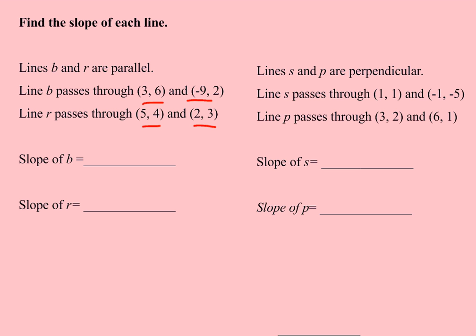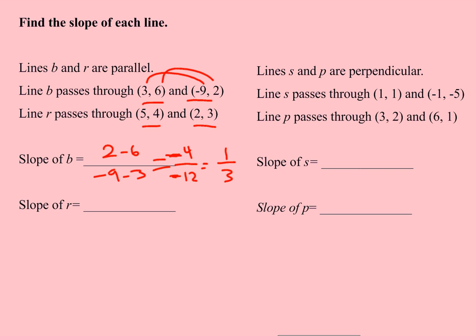So for the slope of line B, again, y minus y over x minus x, so 2 minus 6 over -9 minus 3. So that's going to be negative 4 over negative 12, which actually simplifies to positive 1/3. It's positive because you have negative over negative, and those two cancel each other out.